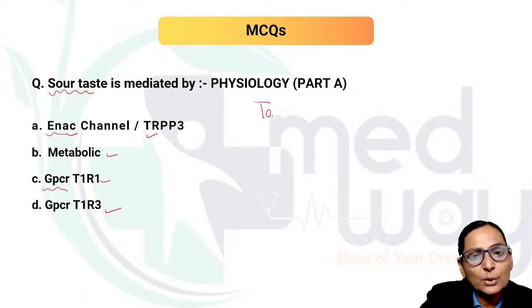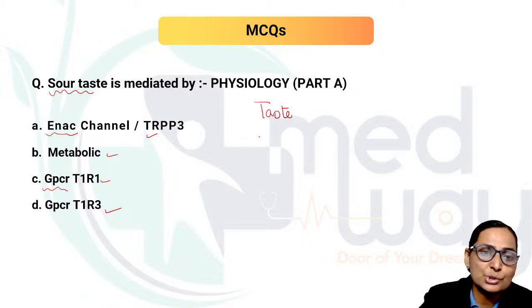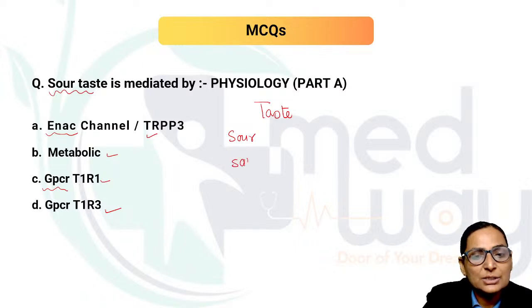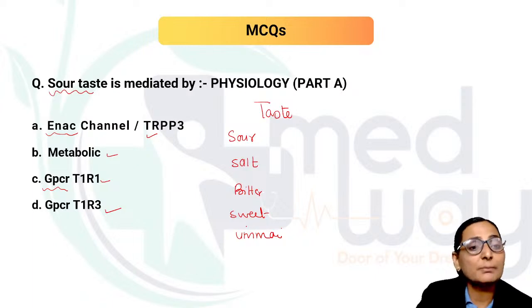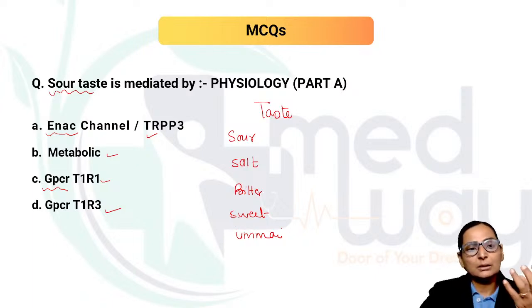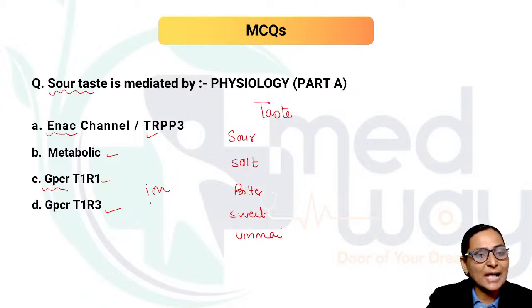Now, if you consider your taste, there are 4 primary tastes, but now we even say that umami is also coming into the primary taste sensation. So you have sour, salt, bitter, sweet, and umami. Those substances which directly open the ion channels, and therefore are very fast, are called ionotropic receptors. Ionotropic, which is your salt and sour.